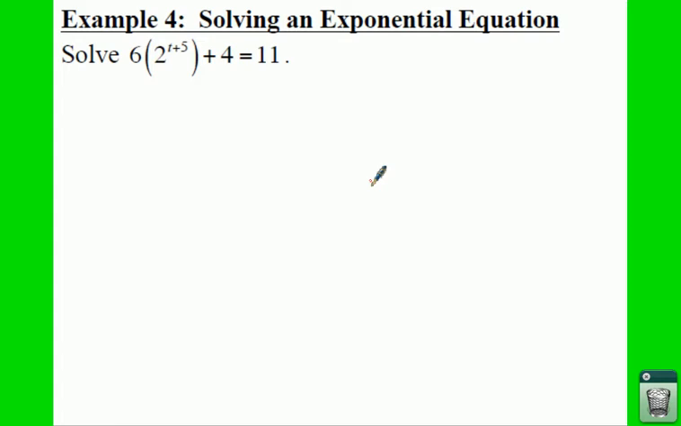So here we go with example 4, and we have to solve another exponential equation. We have to get this t plus 5 by itself, which means we have to get rid of the 4, we have to get rid of the 6. So first let's subtract 4 from both sides, and we end up with 6 times 2 to the power of t plus 5.